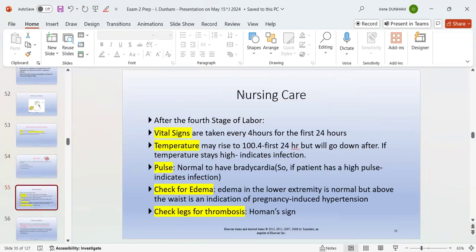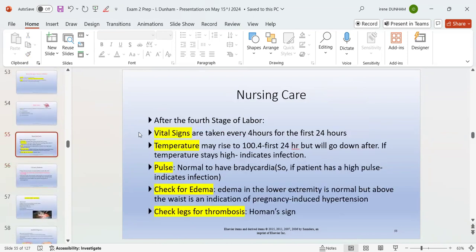All right, how about we talk about nursing care after the fourth stage of labor? And then we have to talk a little bit about preeclampsia, but let's go on. So, nursing care after the fourth stage. What's the fourth stage of labor? Recovery. Right. Okay, good.